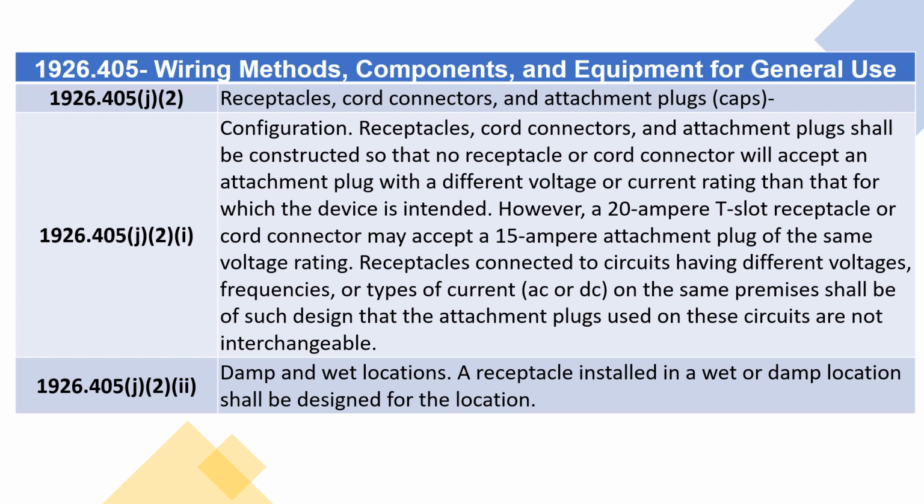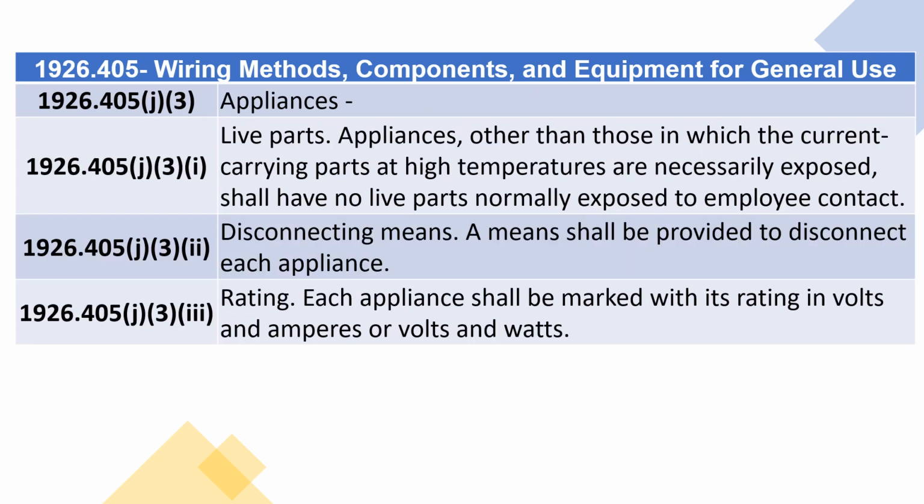1926.405(j)(2)(ii), damp and wet locations. A receptacle installed in a wet or damp location shall be designed for the location. 1926.405(j)(3), appliances. 1926.405(j)(3)(i), live parts. Appliances, other than those in which the current carrying parts at high temperatures are necessarily exposed, shall have no live parts normally exposed to employee contact. Disconnecting means. A means shall be provided to disconnect each appliance. Rating. Each appliance shall be marked with its rating in volts and amperes or volts and watts.